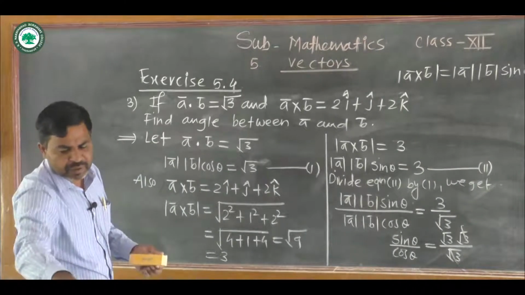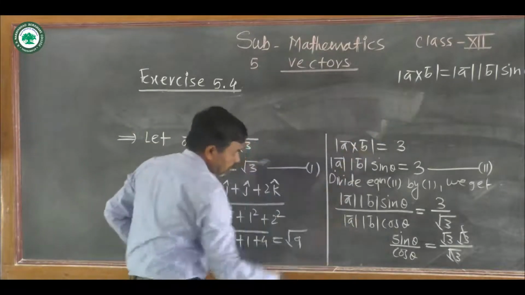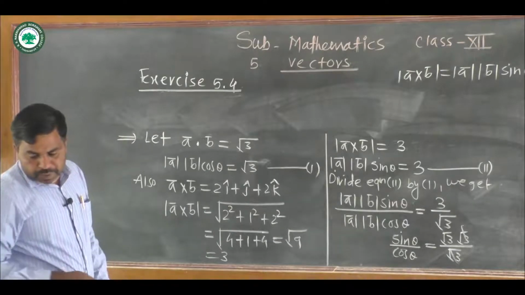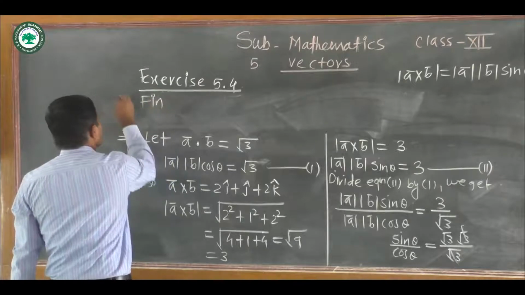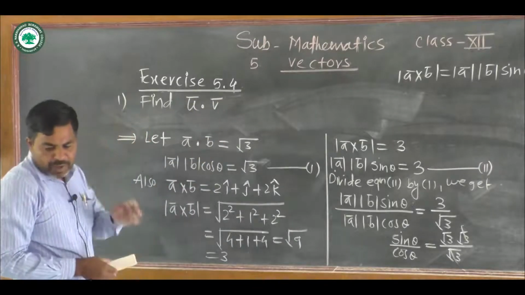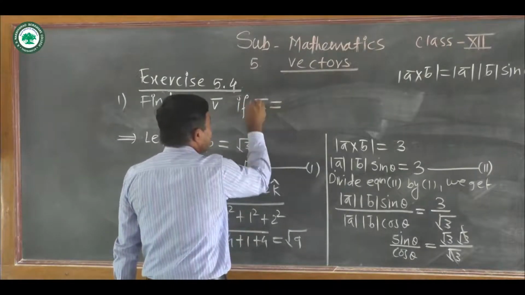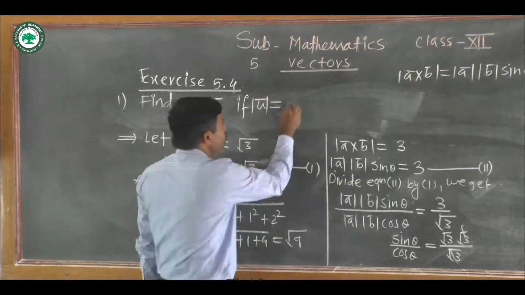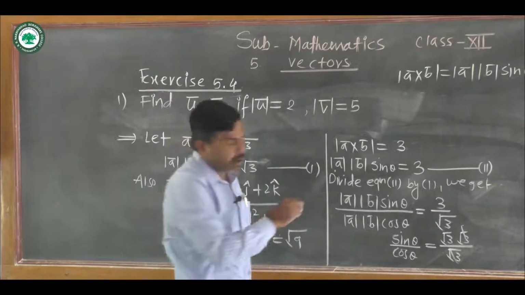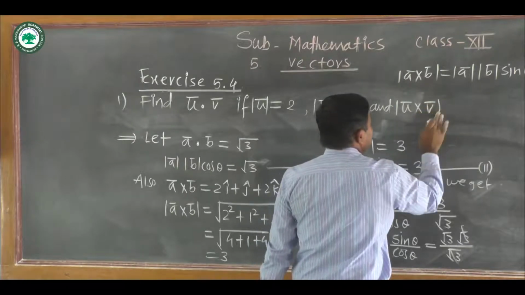Now question number 4. Find U bar dot V bar if magnitude of U bar is equal to 2, magnitude of vector V is equal to 5, and magnitude of vector U bar cross V bar is equal to 8.